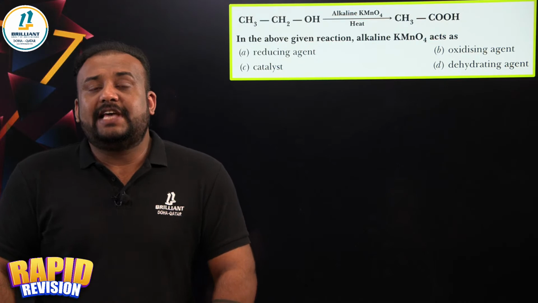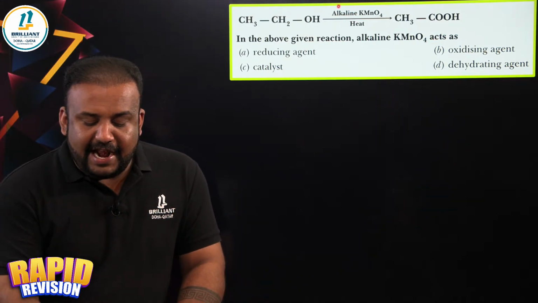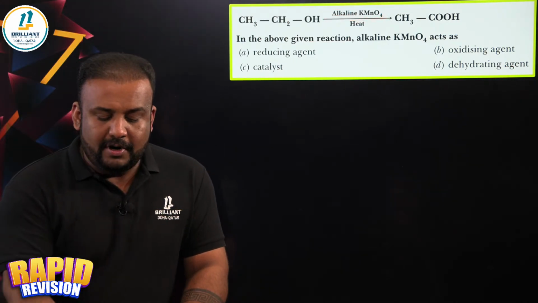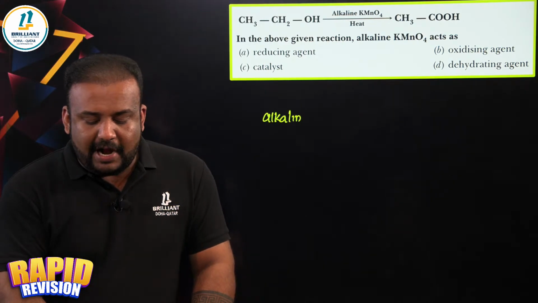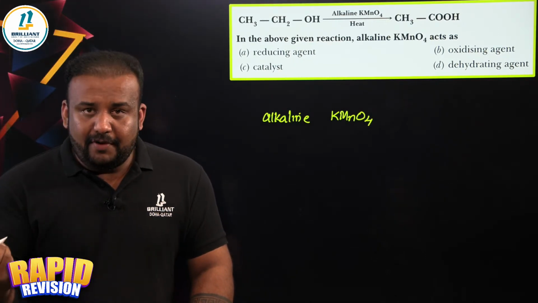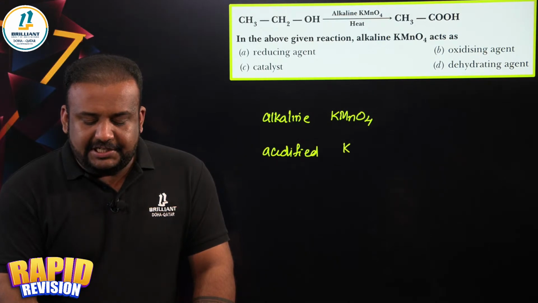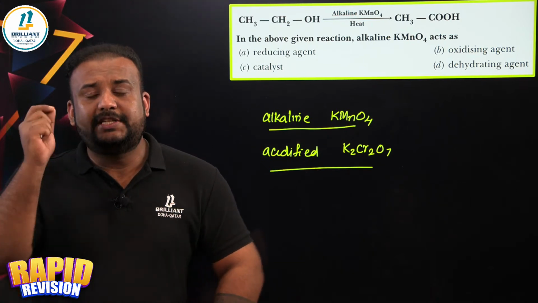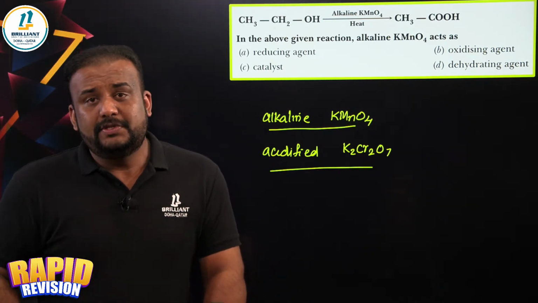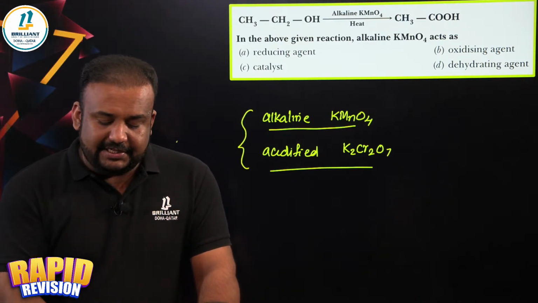Yes, CH3COOH is ethanoic acid. And look at this reaction. What is happening here? We are adding alkaline KMnO4. Students, please remember, alkaline KMnO4, alkaline potassium permanganate, and acidified potassium dichromate. These are very well known oxidizing agents that we use in many of the organic reactions. They are very strong oxidizing agents.